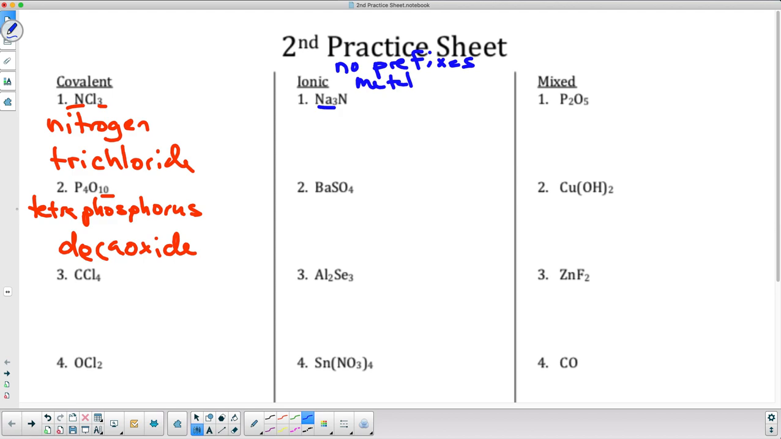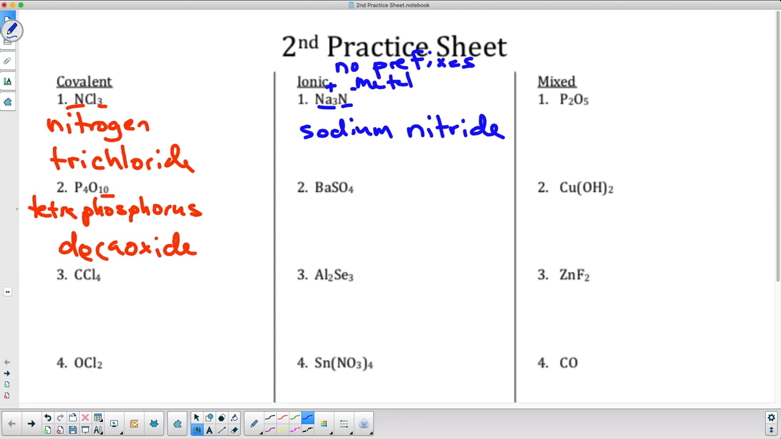So I write down the symbol Na, well, that element is sodium. I write the name down, sodium, just like that. The negative part is the N. When there's only one letter, I look on that periodic table and it says nitride. It ends in IDE, okay? So that's an easy one because it's just sodium nitride. I'm just naming the positive part, which is sodium, and the negative part, which is nitride.